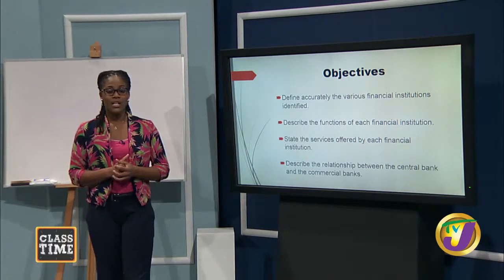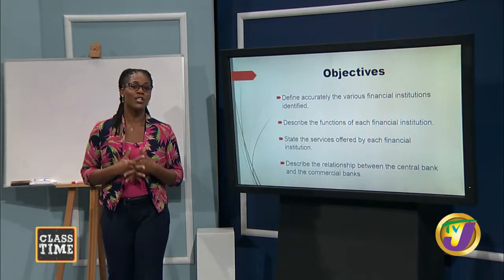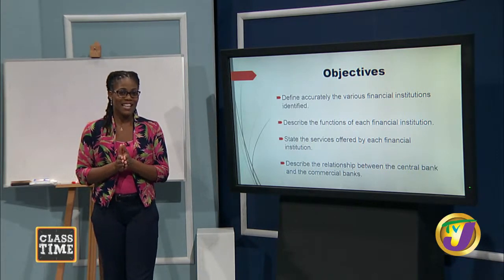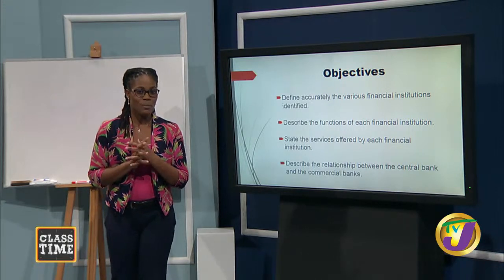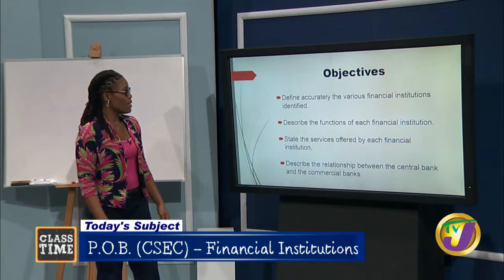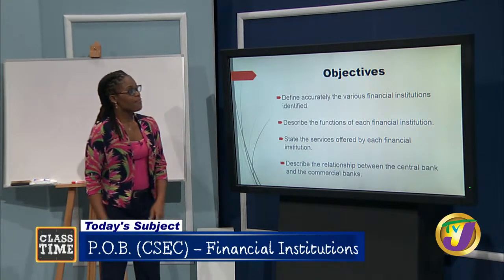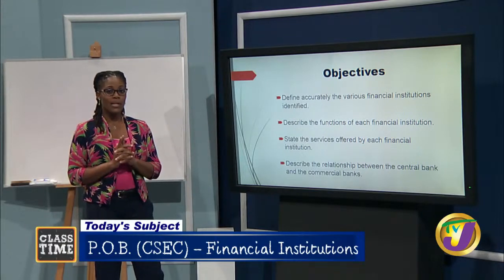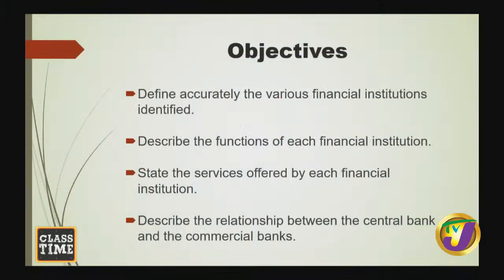So that's our recap. So now we're going to move into our lesson for today. What did we say that lesson is again? Right, so I'm hearing financial institutions. Now, at the end of this lesson, you should be able to define accurately the various financial institutions that we will identify. Describe the functions of each financial institution. State the services offered by each financial institution. And describe the relationship between the central bank and commercial banks. So get out your book and your pen and let's go.